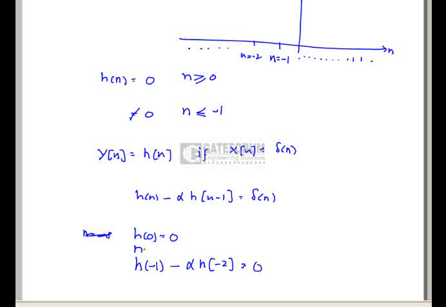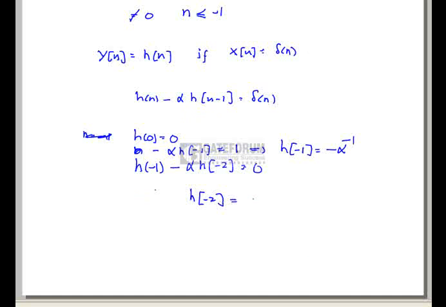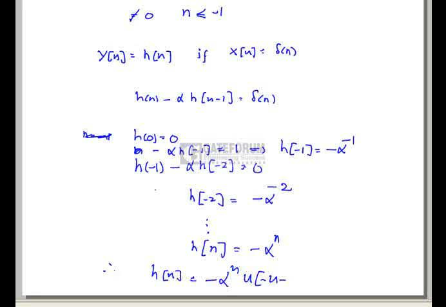h of 0 equals 0, hence alpha h of minus 1 equals 1, hence h of minus 1 equals minus alpha inverse. Similarly, h of minus 2 equals minus alpha power minus 2. See, h of n equals minus alpha power n, hence h of n equals minus alpha power n u of minus n minus 1.